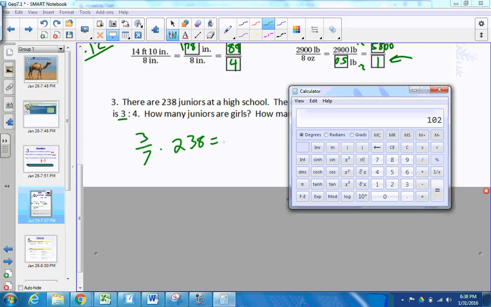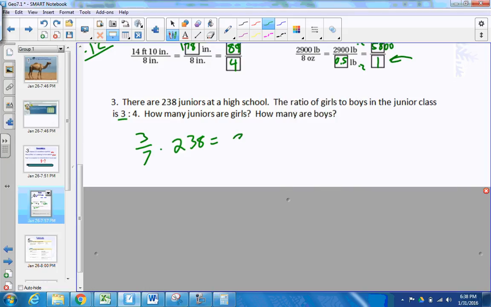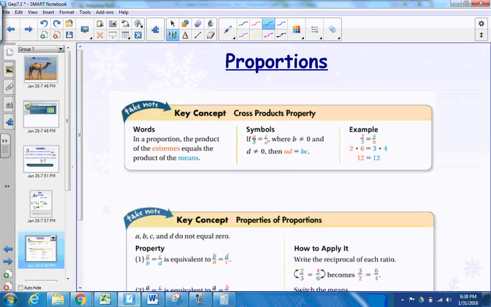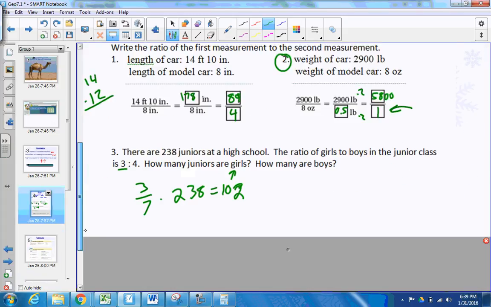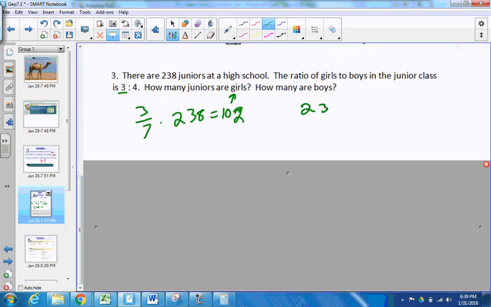Because again, if you're not sure on how we did that, 102 girls. Because if you look here, the ratio is 3 girls to 4 boys. So the total would mean that there's 7 of them total, and 3 of the 7 would be girls. So 3/7 of that total, 238, would be 102, and that leaves us to figure out boys. It would be 238 minus 102. Or you could do 4/7 times 238, and you should get the same answer of 136 boys.